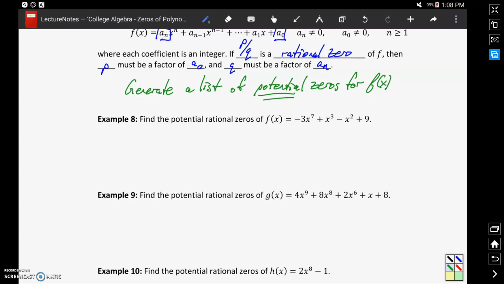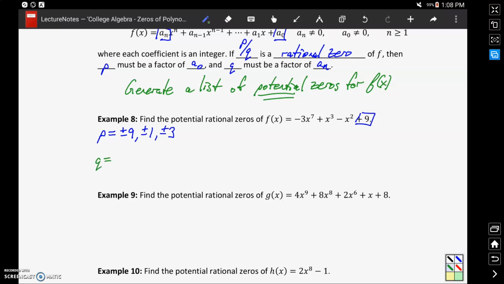In example 8, we'll start this process by first coming up with a list of all of our values for p. When we consider the values for p, we want to look at that constant term, so we need a list of all possible factors of positive 9. That would include 9, 1, and 3. But we could also multiply two negative numbers together to get that positive 9. So for each of these values, we're going to consider both the positive and negative versions of each.